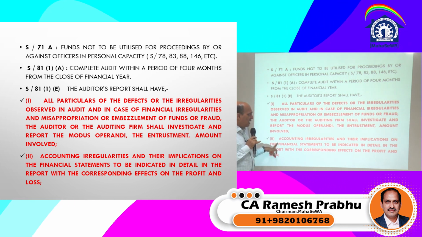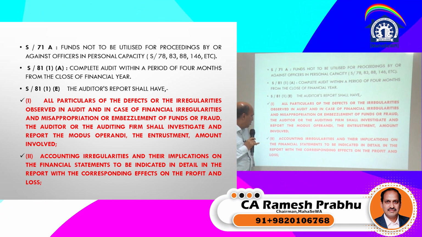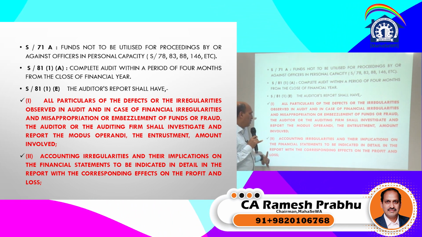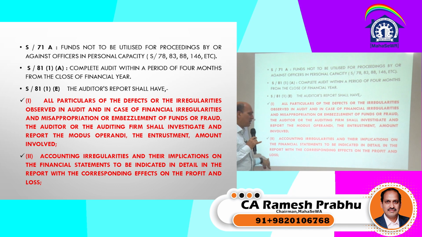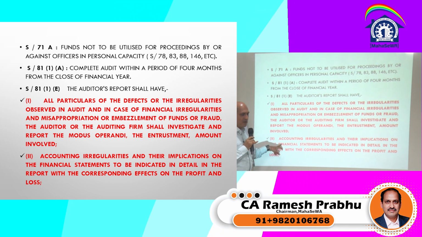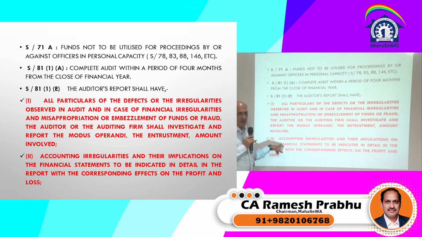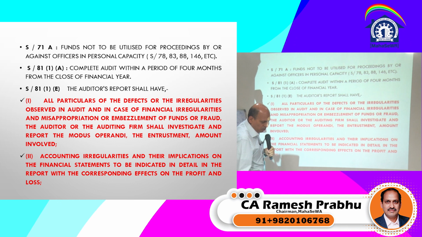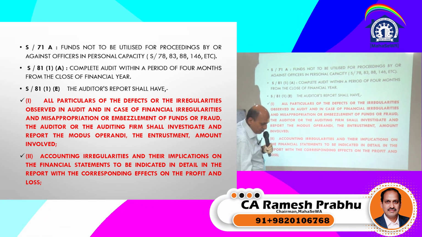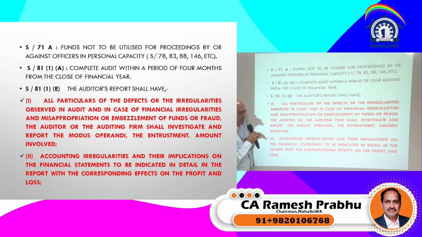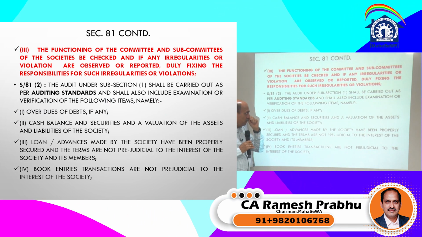Accounting irregularities and their implications on the financial statement to be indicated in detail in the report with the corresponding effect on the profit and loss account. So if there is any misappropriation, what is the misappropriation done? Because of that, how much loss the society has incurred and to what extent the profit has reduced or increased, that need to be reported as far as section 81(1)(e) is concerned.